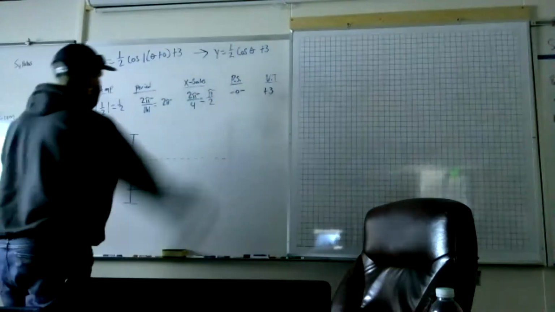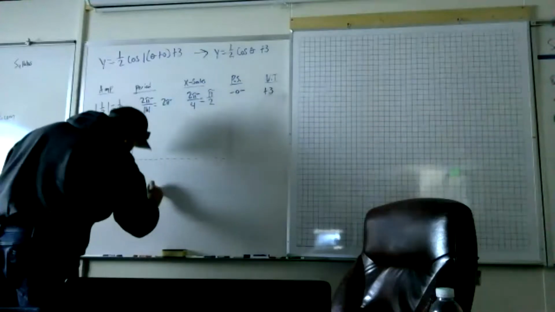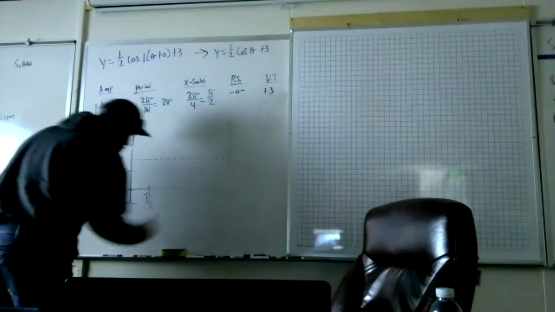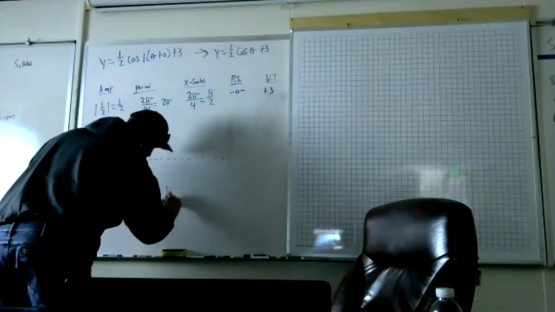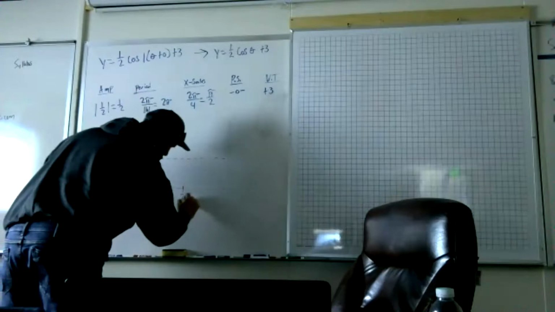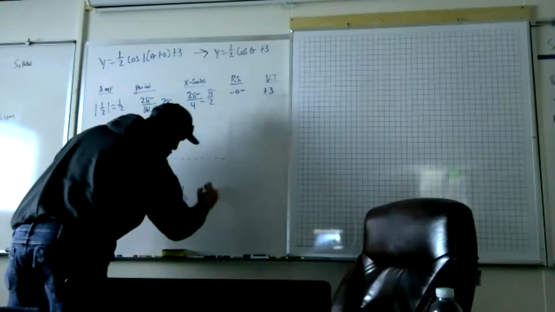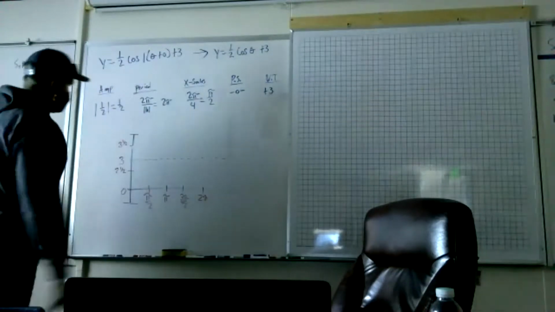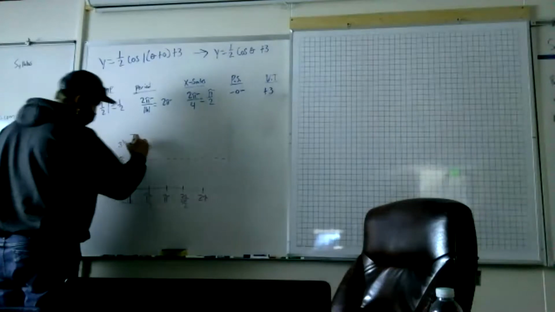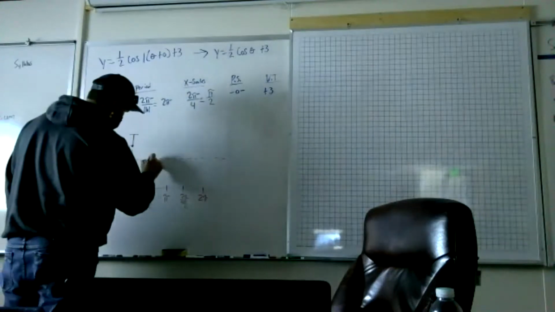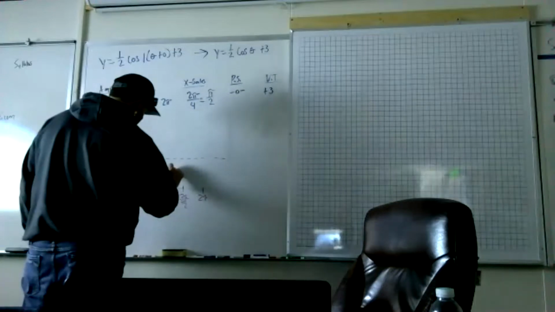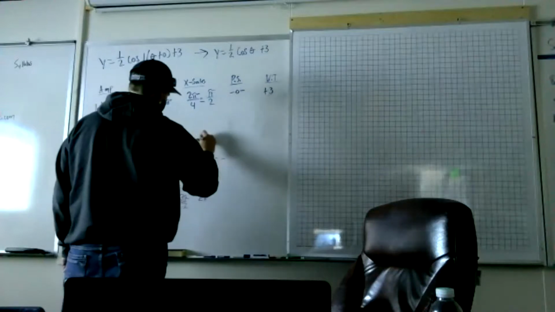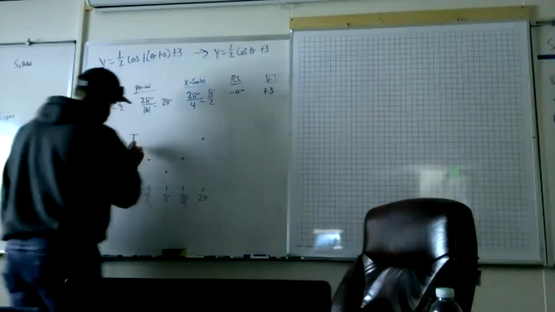My x scale says that every pi halves, I get a critical point. So you can see where my x-axis is. So it's pi halves, then it's pi, then it's 3 pi over 2, and then it's 2 pi. Cosine starts at its maximum, in this case 3.5. Then it goes to its midline, then it goes to its minimum value, then it goes back to its midline, then it finishes at its maximum. So my cosine graph.